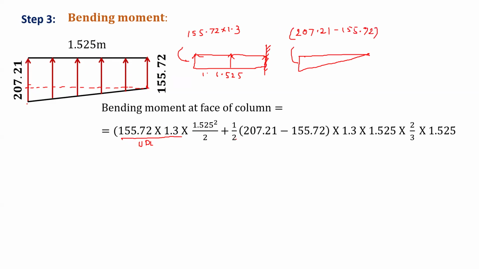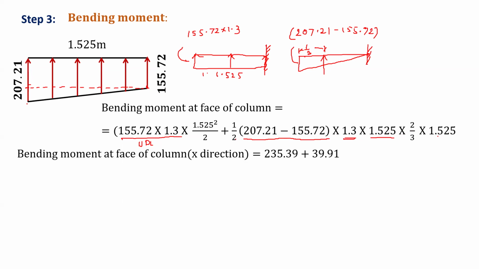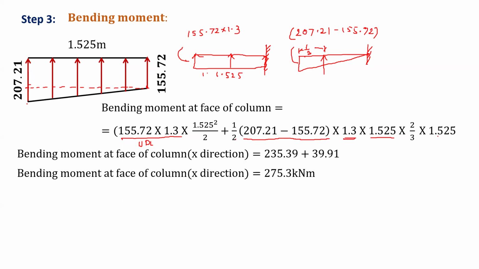So area of triangle, 1/2, base we have 1.525 and height 207.21 minus 155.72, and this is width, and this will act at centroid. So at centroid means we have 1/3 from here. So automatically we have 2/3 from fixed end, and therefore we have 2 by 3 into 1.525, and we will get bending moment at face of column that is equal to 275.3 kilonewton meter.